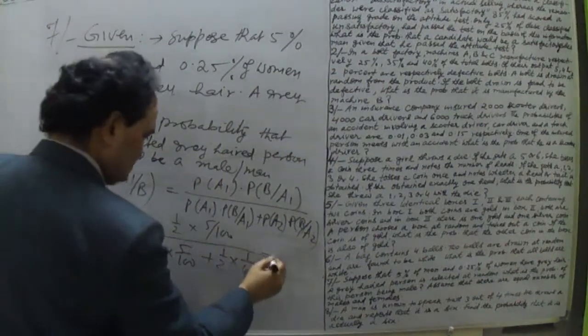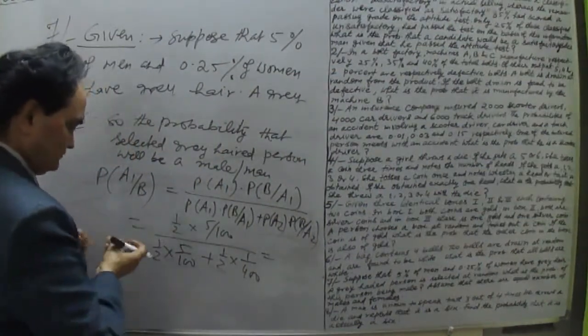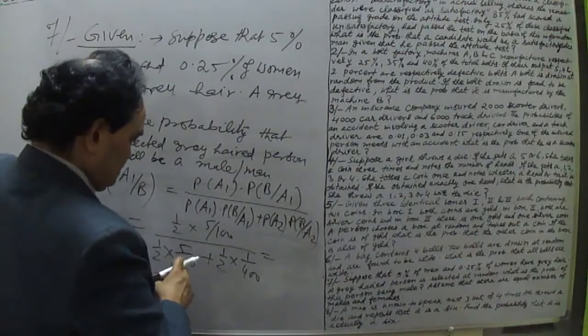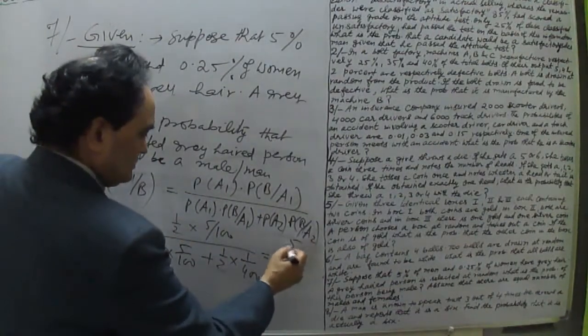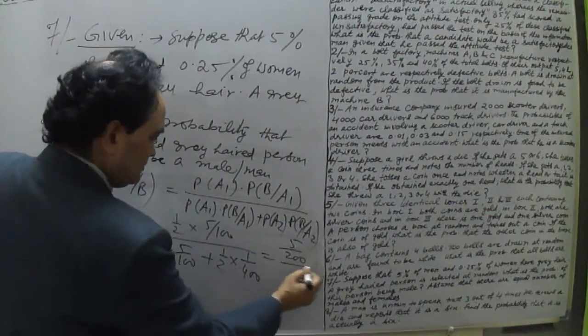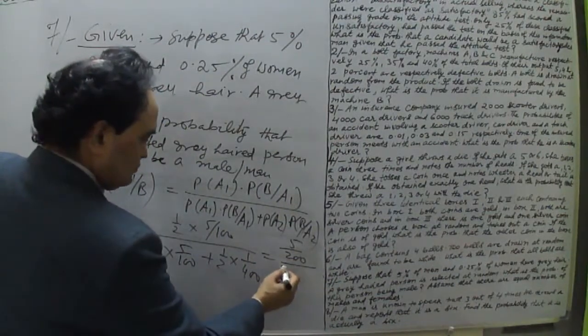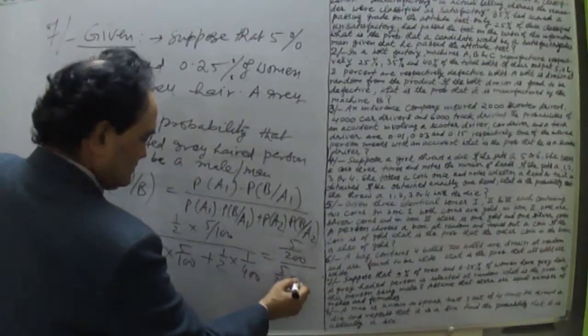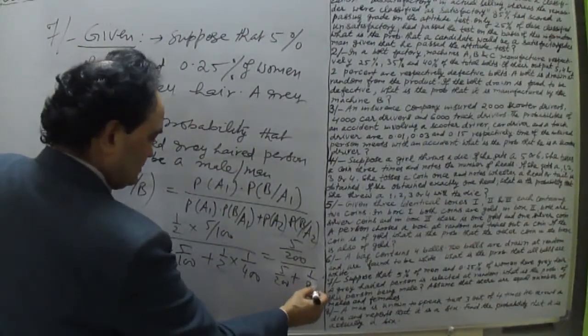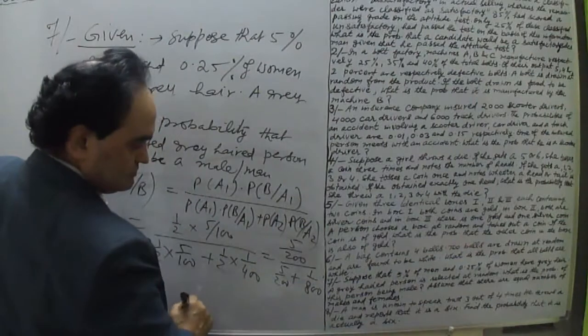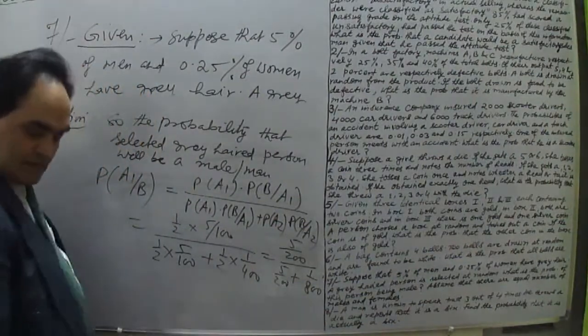Let me solve it. So this is 5 upon 200 in the numerator, divided by 5 upon 200 plus 1 upon 800. Now let us add this.